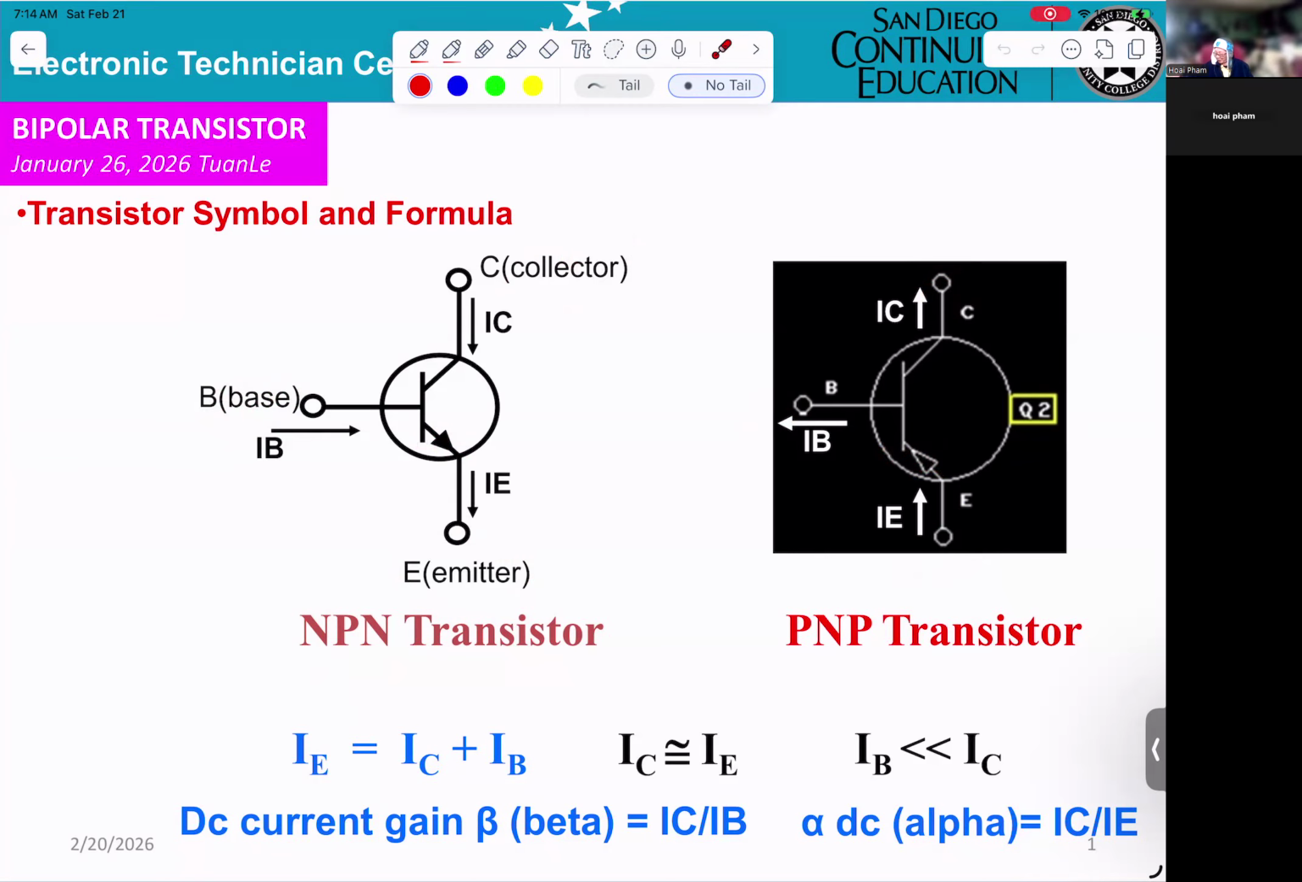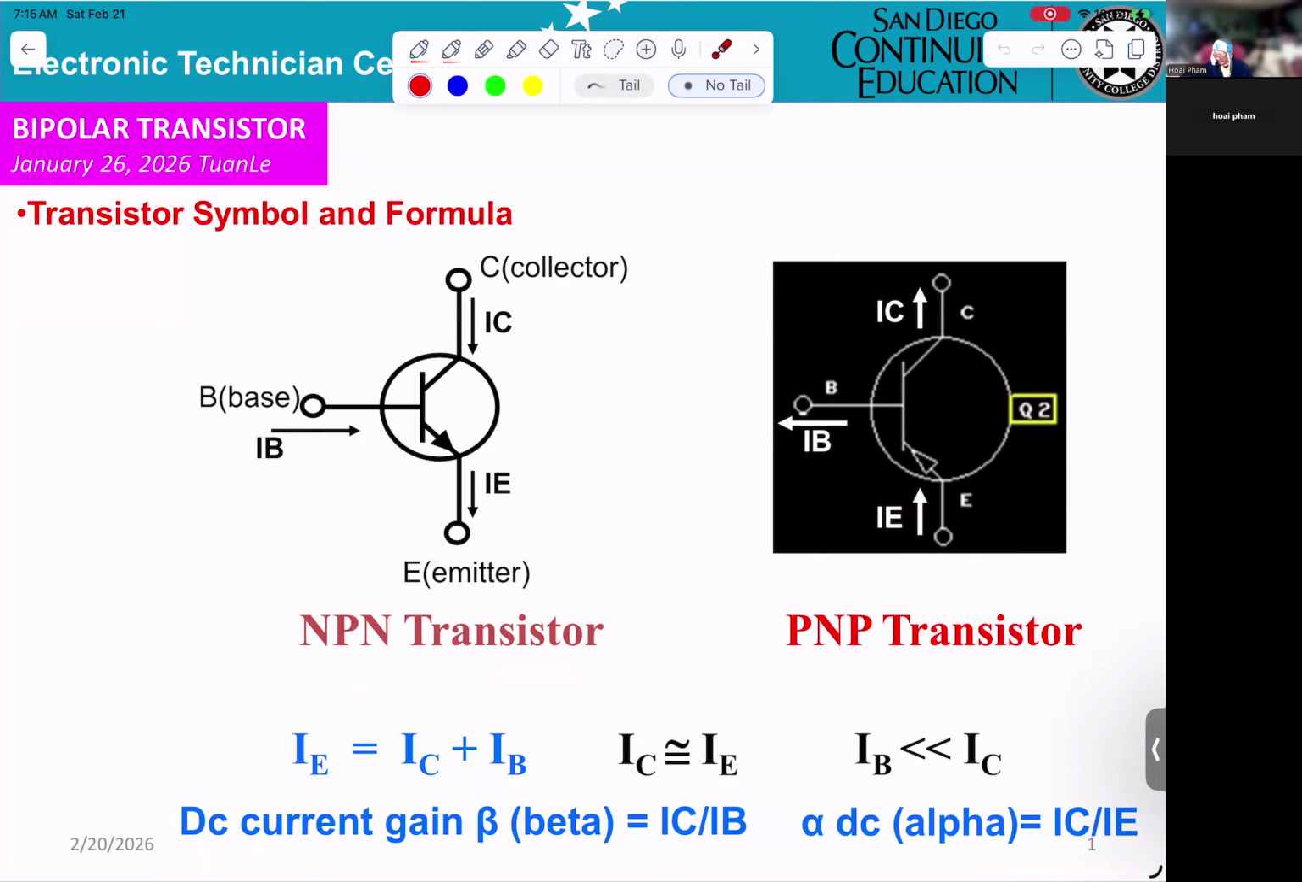So you can see at the base, the base current IB is coming in, the collector current IC is coming in, and the emitter current is leaving. However, on the PNP, IB is coming out, IC is coming out, and IE is coming in.